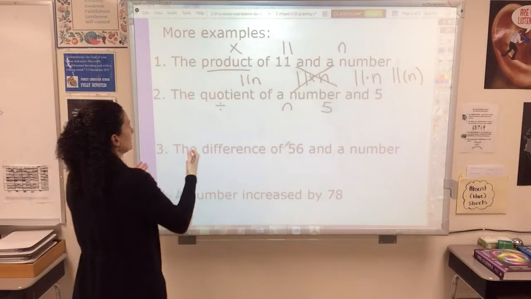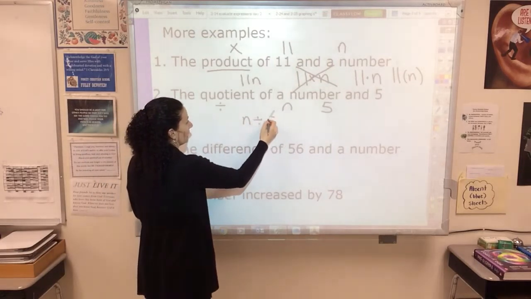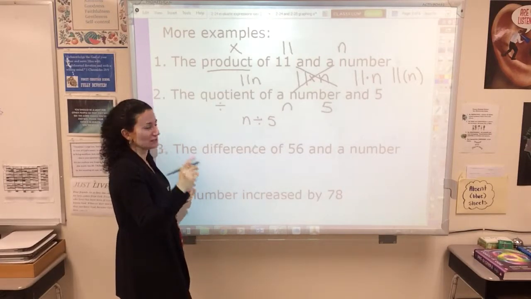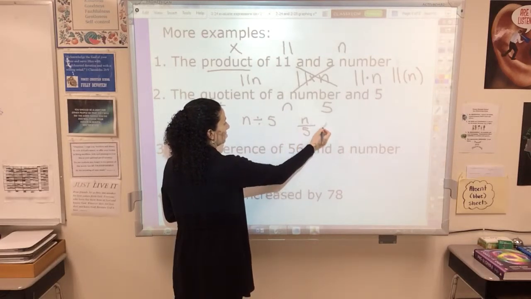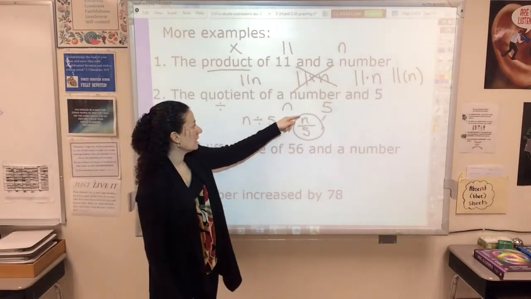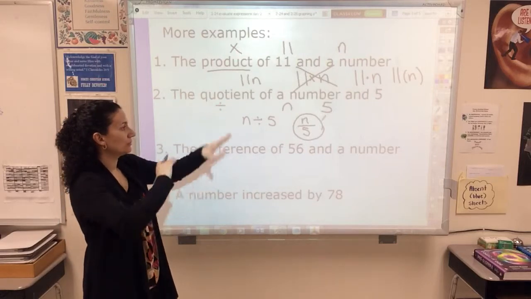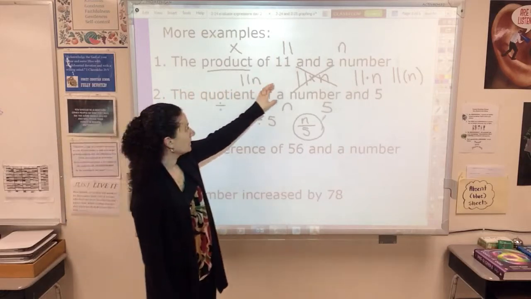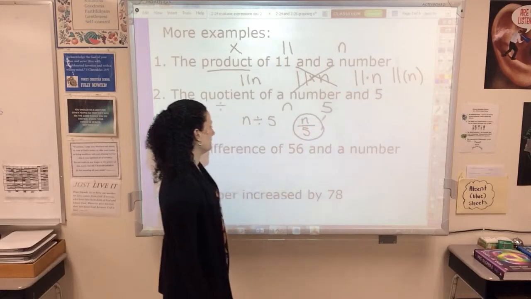So this looks like this. The quotient of a number and 5, that means n divided by 5. But remember, I told you to use a fraction bar. So the best way to show this is n over 5. That is the best way to show n divided by 5. The quotient of a number and 5 looks like that. You just go in order, no turning around or flipping things around. With division, you put whatever comes first on the top, and the second number goes on the bottom.